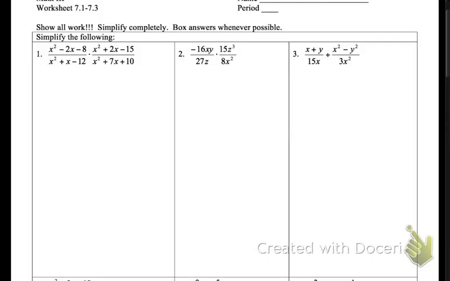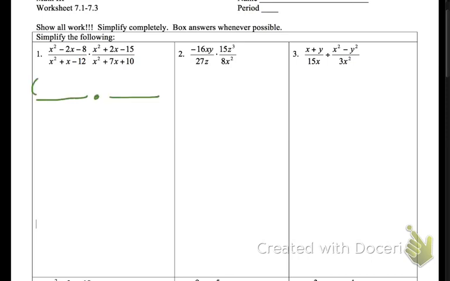Question number 1. Multiplying two rational expressions. The numerators and denominators have trinomials, so the best approach to take would be to factor those puppies. You cannot just divide these out. Oh no, how often I've seen that, and that is a no-no. You need to factor first, so let's do this product here.